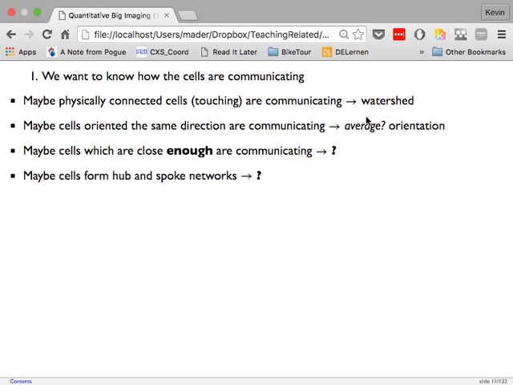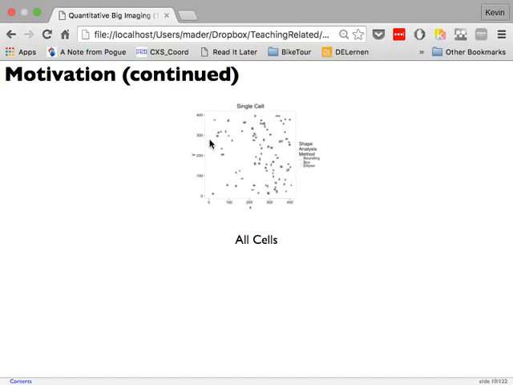And then maybe cells form hub and spoke networks, and how can you start to extract these networks and figure out which cells are more important and which cells are less important? So, if this cell is really far away, it's probably only connected to this one, and this one is connected to 4 or 5 different cells potentially, and so this one is probably more important in this hierarchy. Of course, for imaging of neurons, this is very important, because you want to be able to identify where the action potentials are firing and how this network is linked together.